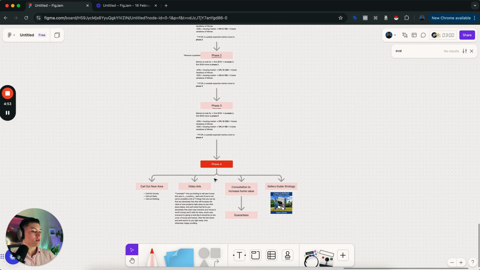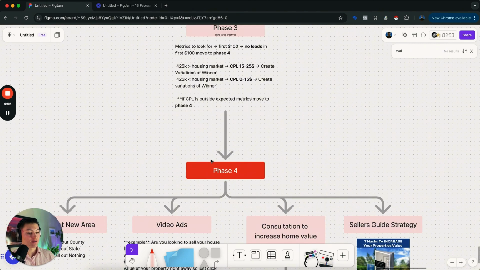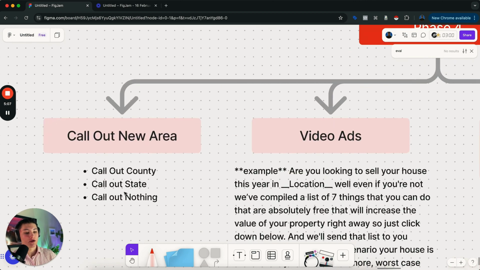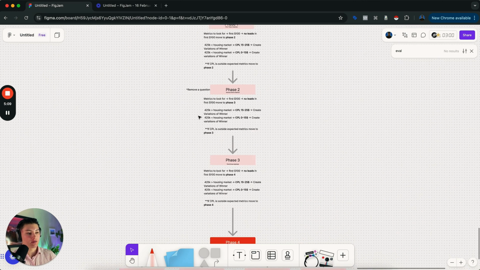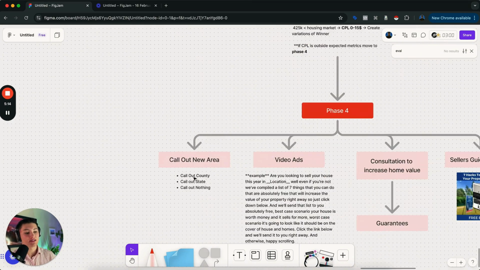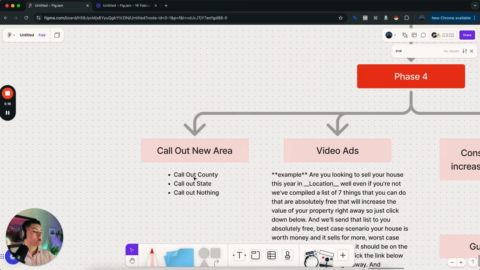But phase four, this is where things really get interesting, and this is not where you want to be, right? This is obviously kind of a last stage. And a few of the solutions to this is calling out a new area. So obviously, when we run our ads, we're running property price update ads, and we call out an area, Dallas, Denver, things like that. And you can call out a new area: instead of calling out the country, call out the state, call out the county, call out nothing, try a few different things.